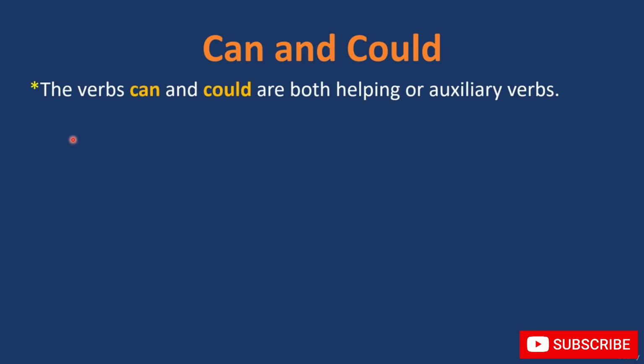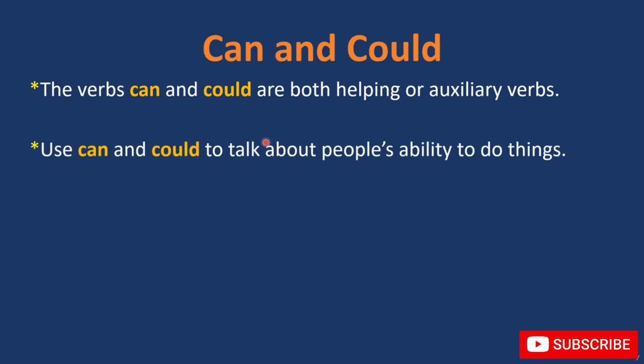Can and could. The verbs can and could are both helping or auxiliary verbs. We use can and could to talk about people's ability to do something or to do things. Again, can and could are auxiliary verbs, and we use can and could to talk about the abilities of people to do something.